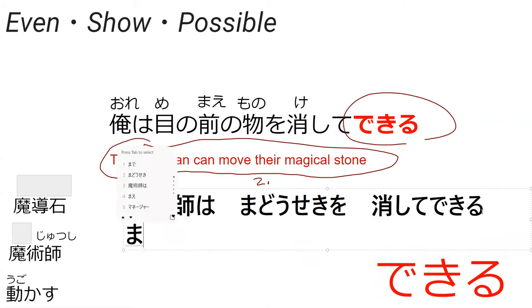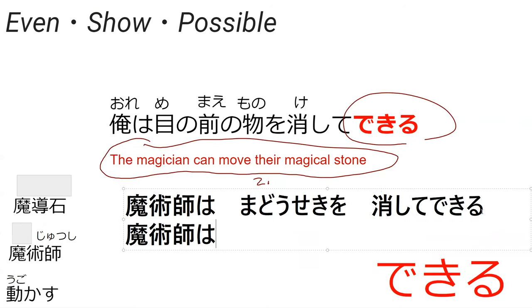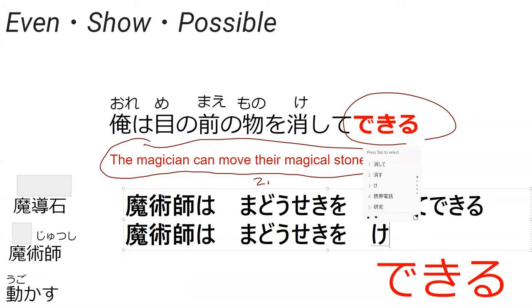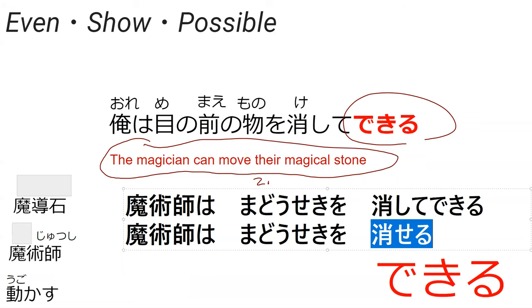How else could we say this? How else could we say can make it disappear? You say it was an eru thing. So okay, majutsushi wa madoseki o keshite. My hint is the verb is keshite. Kesheru. Yep, exactly. So for all intents and purposes, these two sentences are the same.